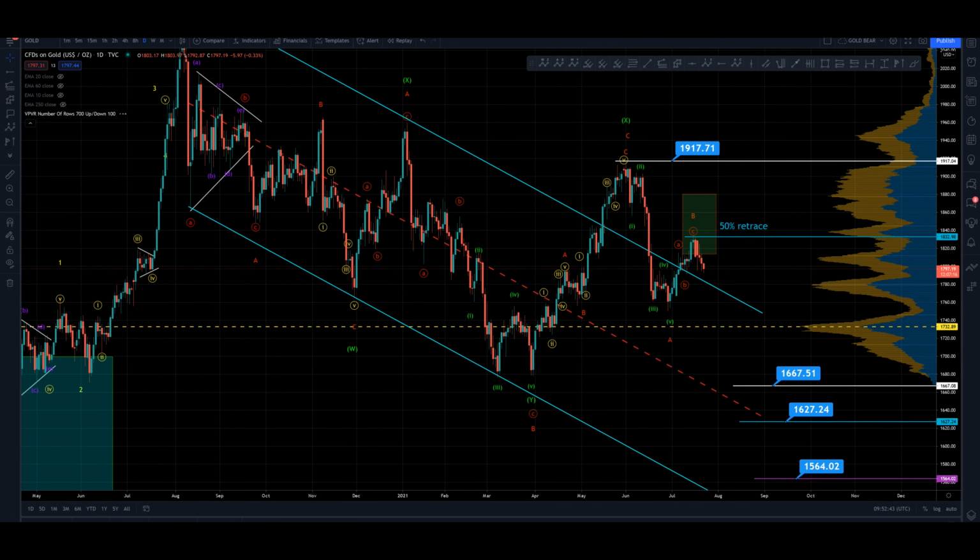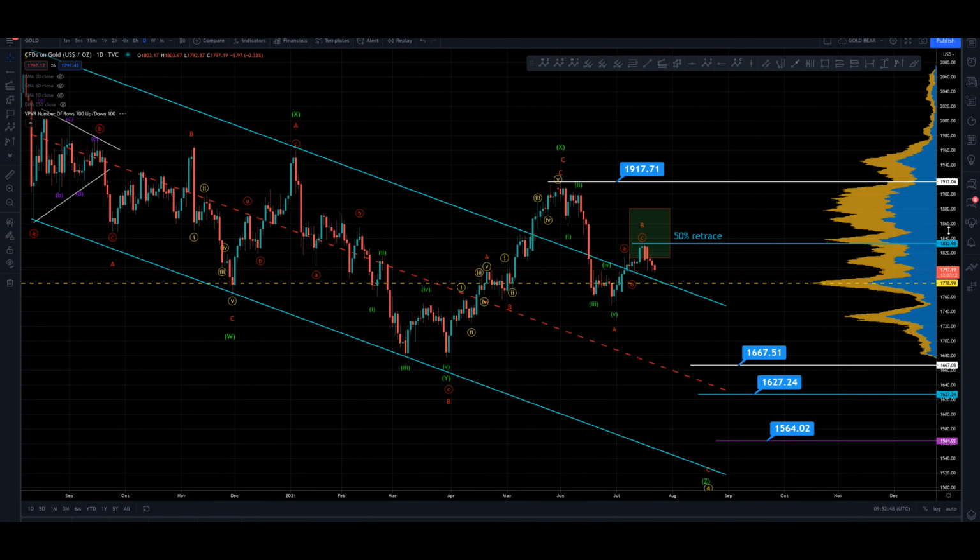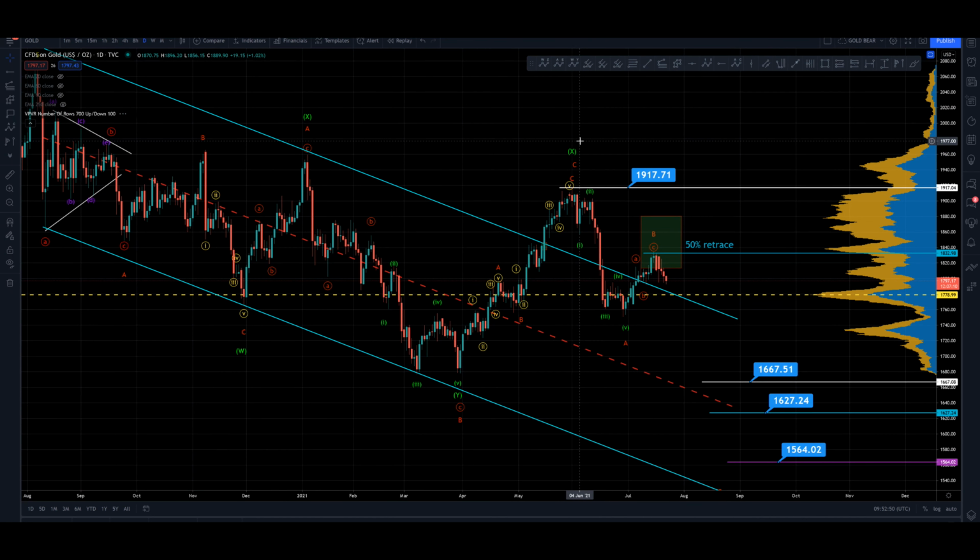The bullish counts are still possible, and the trade setups are valid for as long as they remain above your stop. So that's it, guys. That's the Elliott wave setup. So let's clear the charts now and have a look at some basic technical analysis.